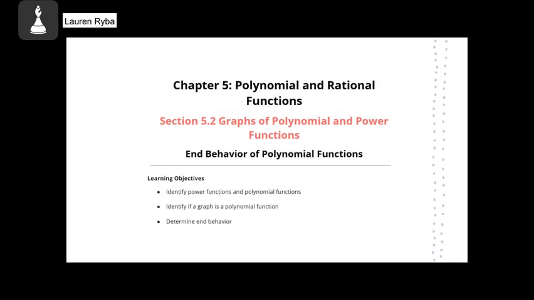This section is going to continue with polynomials, but also discuss power functions. And we're also going to discuss the end behavior of those polynomial functions. So what we will do in this part is identify if we have a power or a polynomial function, identify if the graph is a polynomial function, and then determine end behavior.